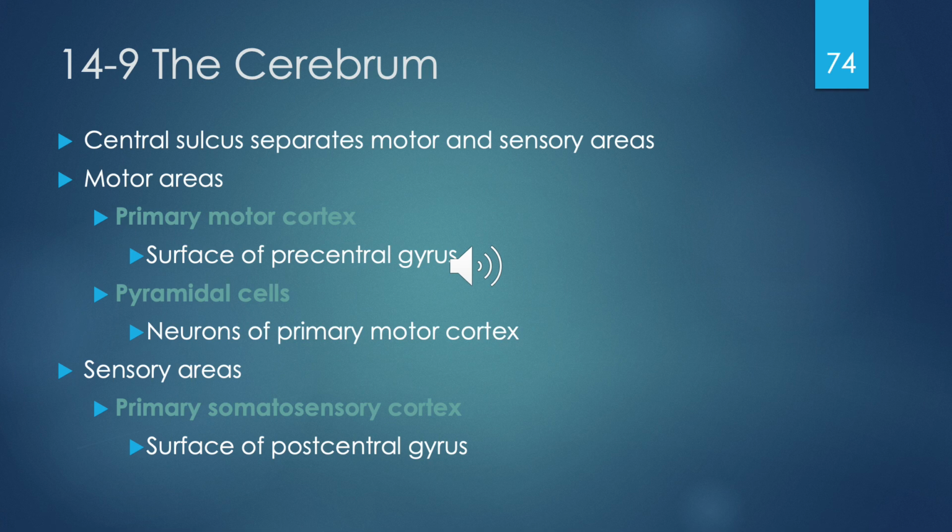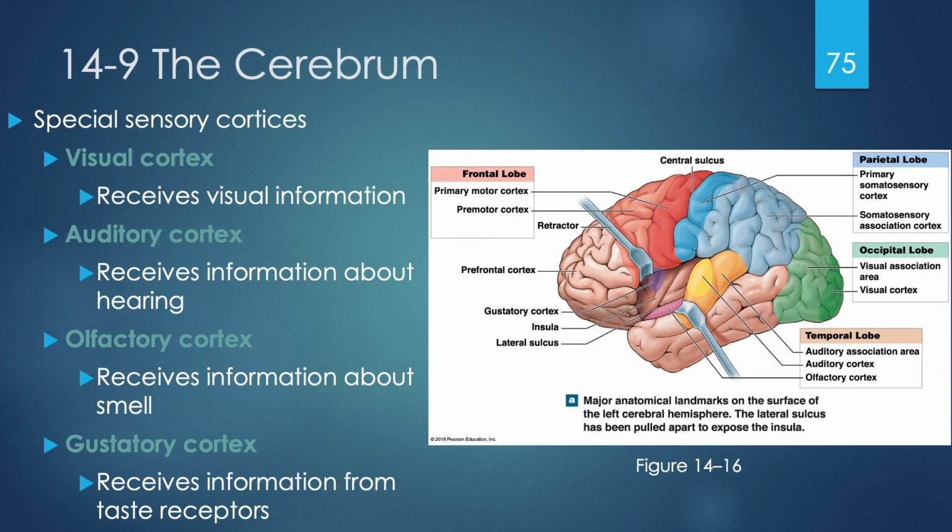So the central sulcus is going to separate our motor and sensory areas. We'll look at images of this coming up in subsequent slides. So the motor areas are going to include the primary motor cortex as well as the pyramidal cells. So the primary motor cortex is at the surface of the precentral gyrus, and then the pyramidal cells are neurons of the primary motor cortex. The sensory areas are going to include the primary somatosensory cortex, and these will be identified at the surface of the postcentral gyrus. Let's take a look at figure 14-16 for a second.